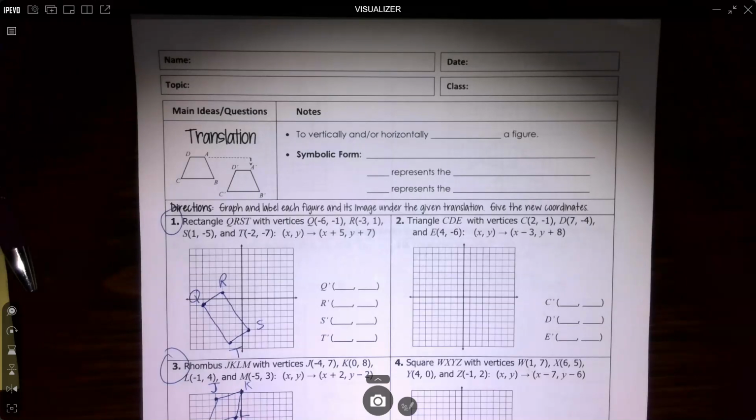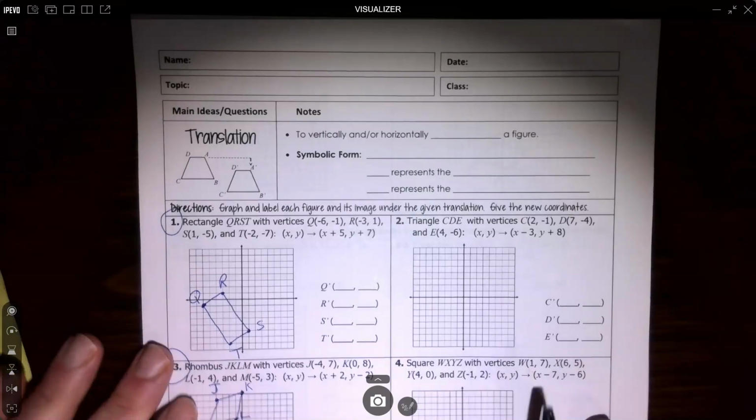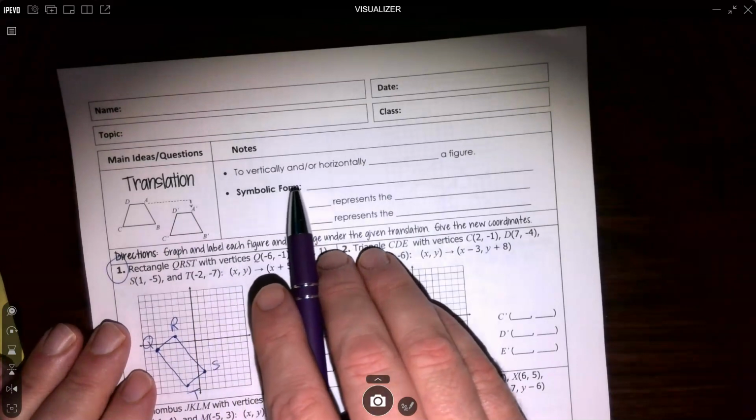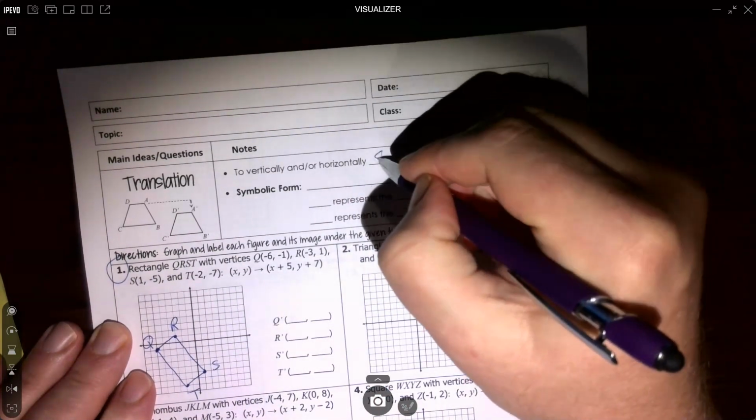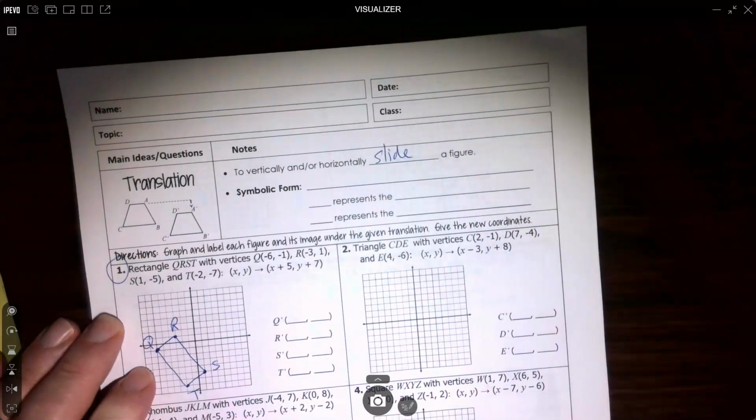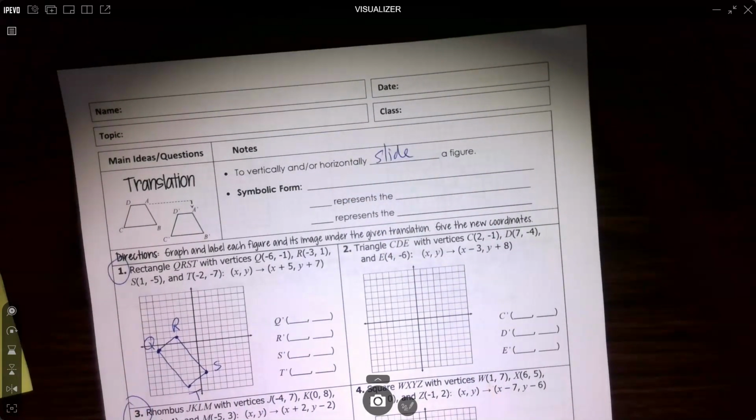All right, so today we're doing a sliding motion. So that's actually the first thing in here: to vertically and or horizontally slide a figure. So we're going to move it. We're on the graph paper, or what's called the coordinate plane, the XY plane, if you want to call it. So when we slide a figure, we're going to slide it in the X and the Y direction.